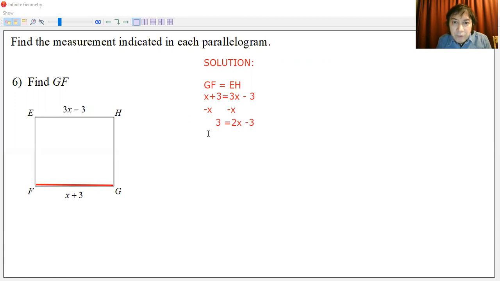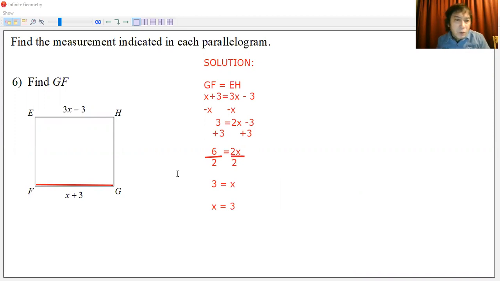And so next line, we add 3. So we'll have plus 3 and plus 3 there. Okay, so at the left side, we will have 6. And the right side is just 2x. And then we will divide this by 2 there. And then we put a division symbol. And so x is equal to 3. We have here 3 equals x, or properly written, x is equal to 3. Okay, so our x is equivalent to 3.